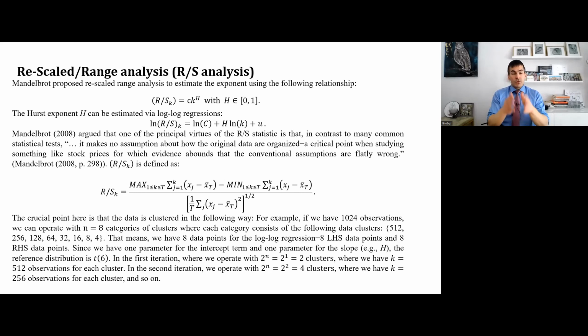Given the cluster groups, let's say we have 8 cluster groups, so we then have obviously in our log-log regression 8 data points. Again, let's have an example. Let's say we have 1024 observations. Then we can operate with n equal to 8 categories of clusters, where each category consists of the following data clusters: 512, 256, 128, 64, 32, 16, 8, and 4. We see that all these categories are a multiple of 2, which is an important issue here. But we come back to that soon.